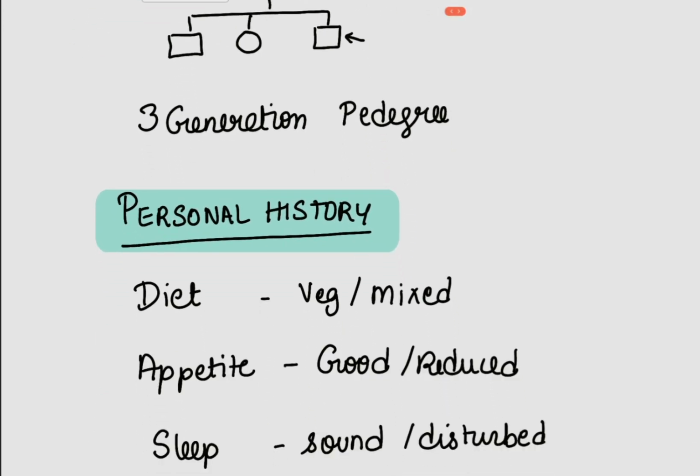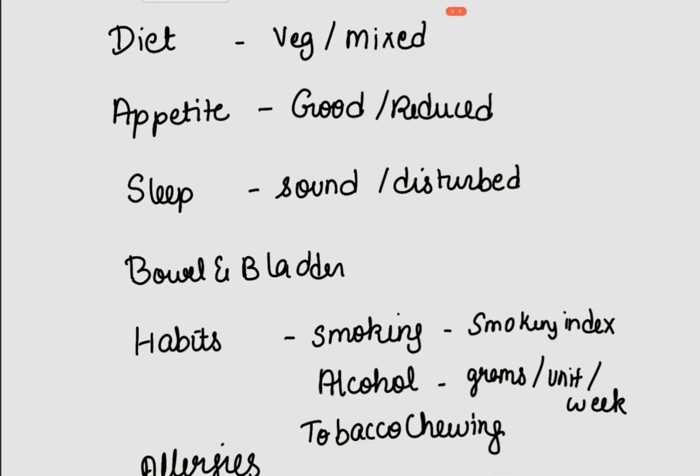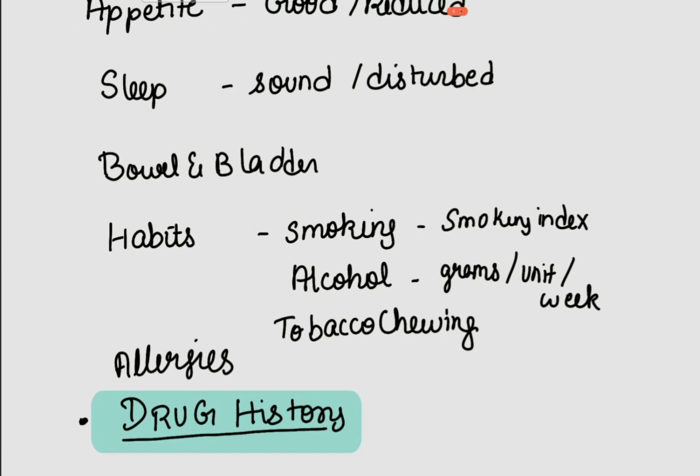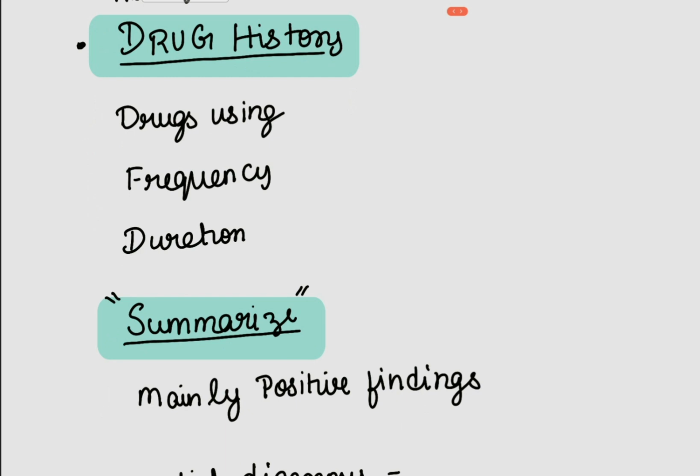Then we have personal history, such as diet, vegetarian or mixed, appetite good or reduced, sleep sound or disturbed, bowel and bladder normal and regular or not. Habits such as smoking are very important in a respiratory case. Without fail, you have to mention the smoking index. So we have alcohol, tobacco chewing, and allergy history. Moving on, drug history: drugs used, at what frequency and for what duration.